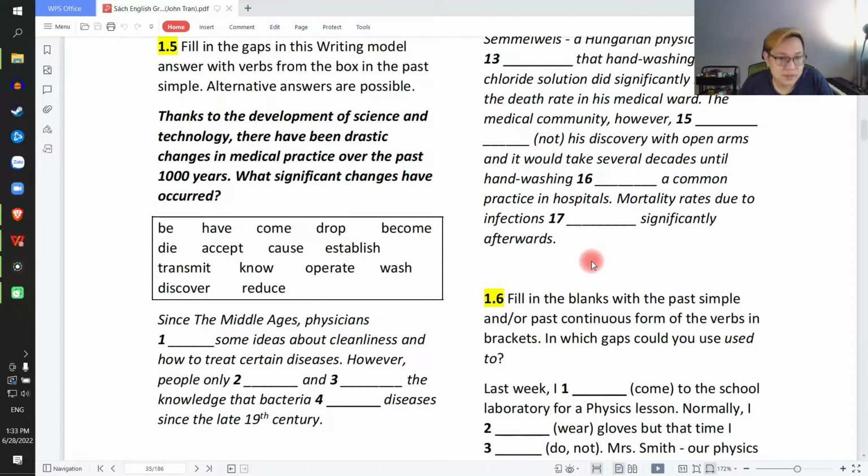Okay, so let's first let me read it. And I'll also translate into Vietnamese too, so you can understand.